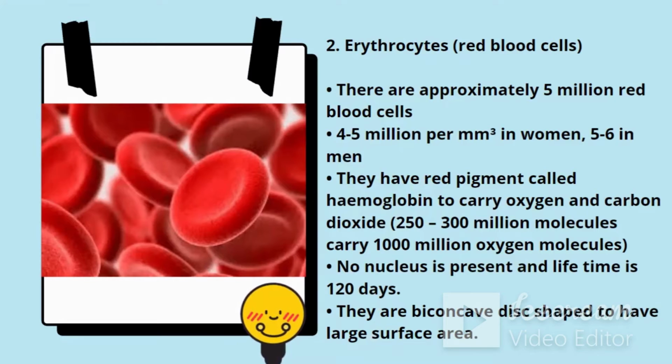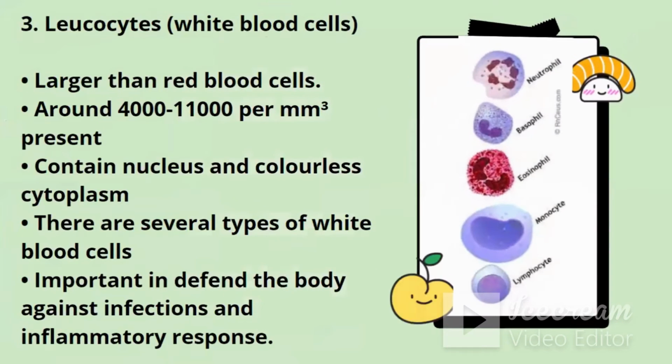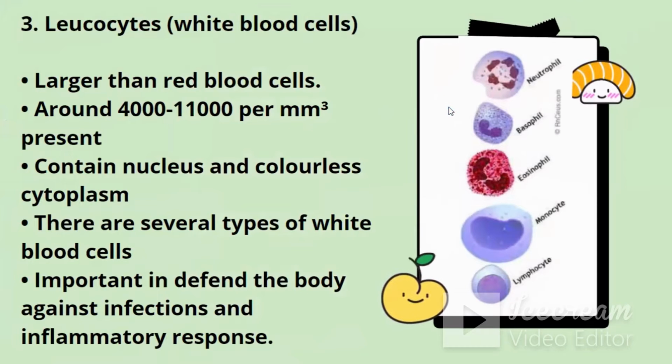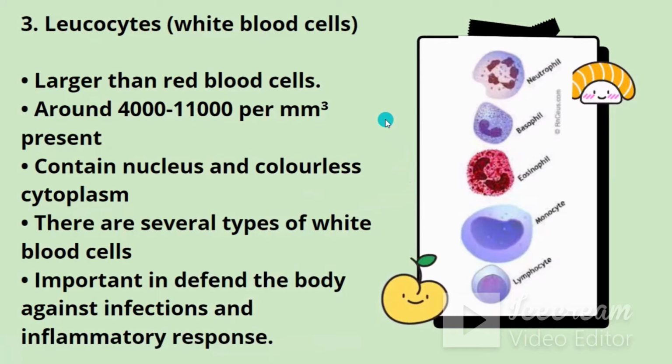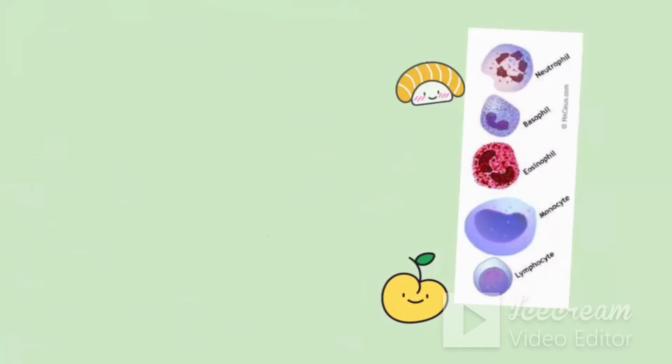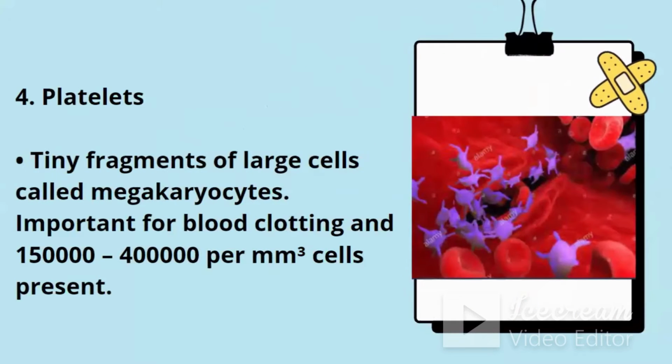The scientific name for white blood cells is leukocytes. There are different types of white blood cells, and they are very important to destroy and fight against infections. They have different shapes. Basically, they are colorless; the cytoplasm is colorless. They have a nucleus. Third are platelets. Platelets are important for the blood clotting process. They are tiny fragments of cells.